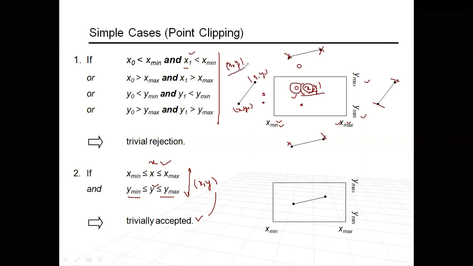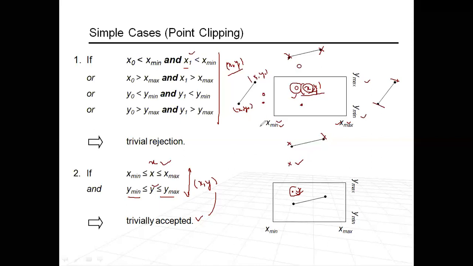So simply by checking these inequalities we can say a point is lying within the visible region or a point is lying outside the visible region. If it is lying outside the visible region, it should be rejected. If a point is lying within the visible region, it should be accepted. Accepted means it should be displayed. Otherwise, it should not be displayed; it should be discarded.